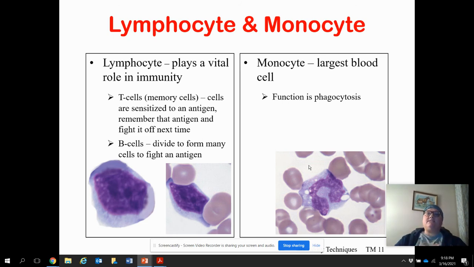Next, we have lymphocytes and monocytes, some of my favorite white blood cells. The lymphocytes play a vital role in immunity, and that has been a huge talk with the whole coronavirus situation. T cells are our memory cells, and they are there to remember that antigen so that they can fight it off the next time. So vaccines, we're getting vaccinated now. Vaccines give a portion or a distorted part of the virus or the bacteria. Usually it's virus.